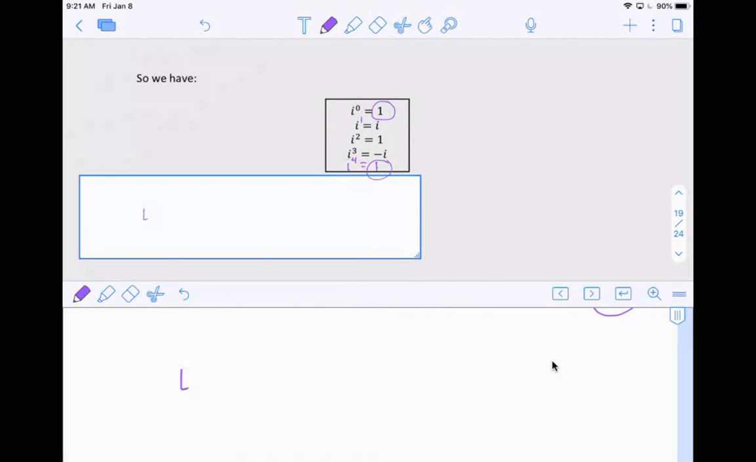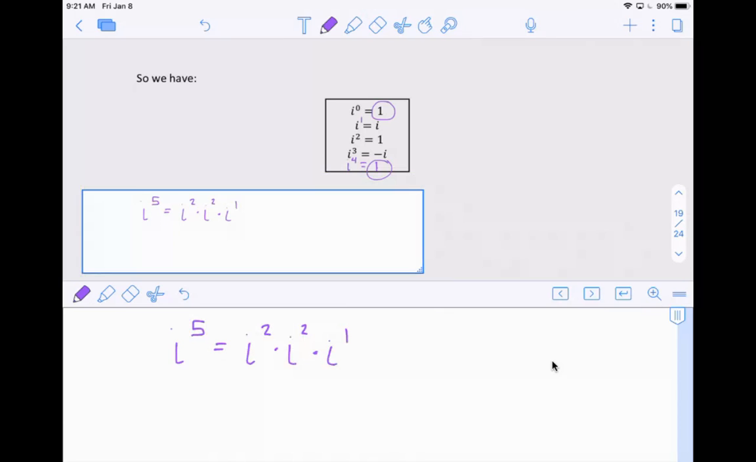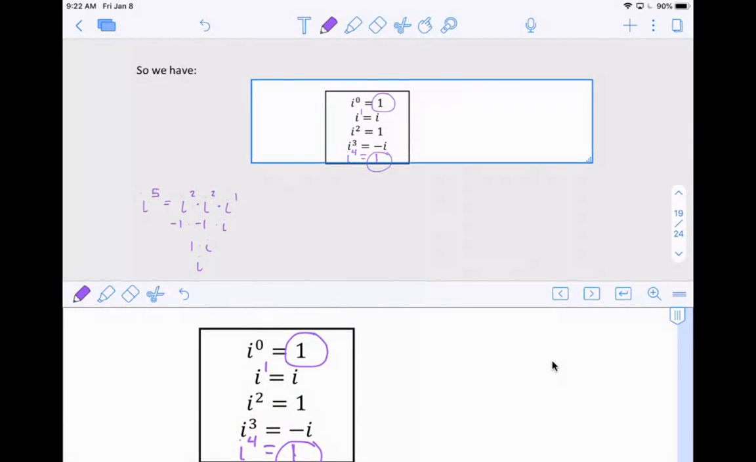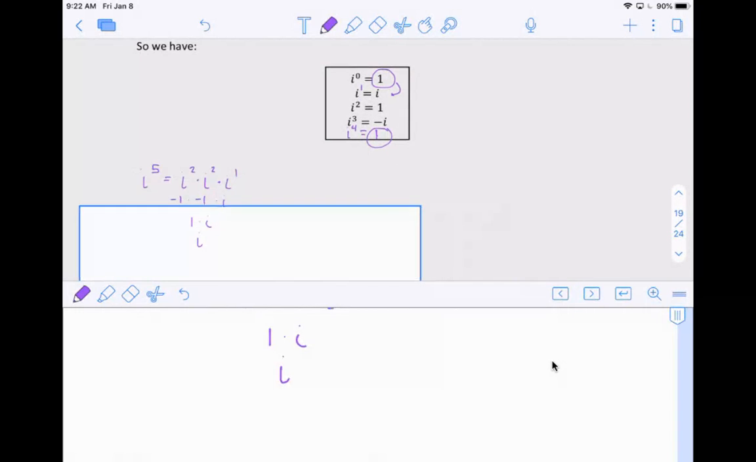Let's apply this idea to the fifth power. Let's do the i version of this. Let's split this up into as many i squareds as I can. That would be two i squareds and another i to the first. Well, i squared is -1, and so we end up getting 1 times i, which is i. Interesting. That's the same thing as i to the first.